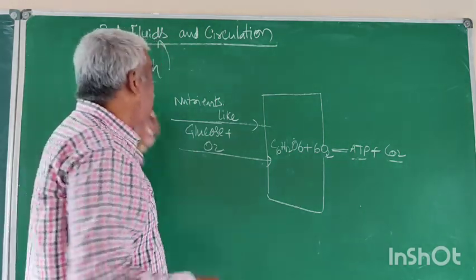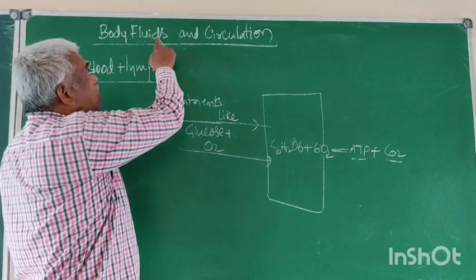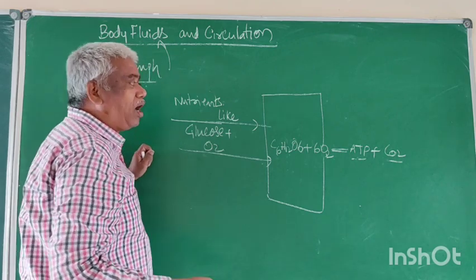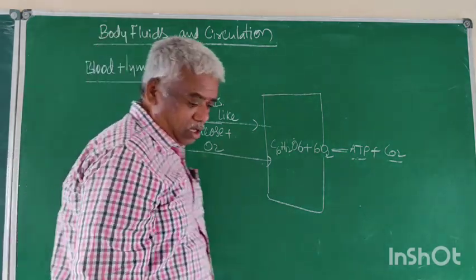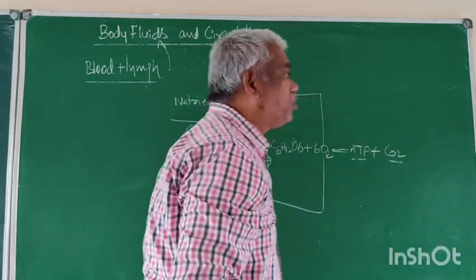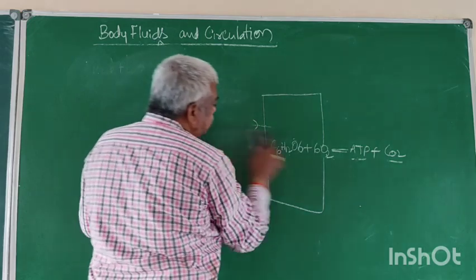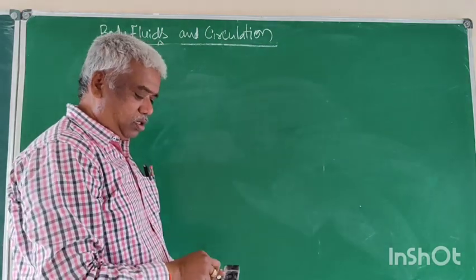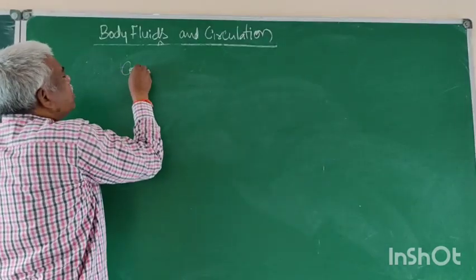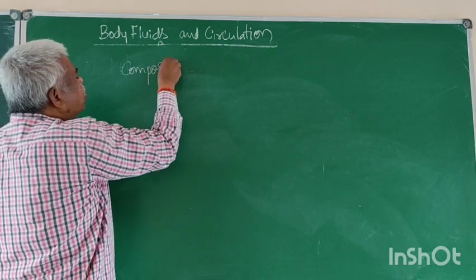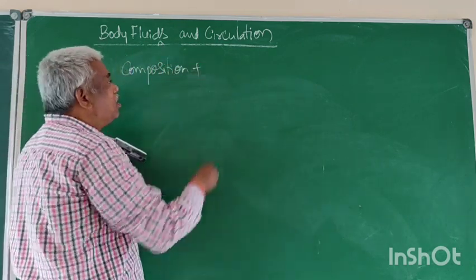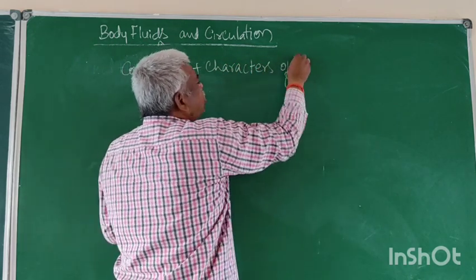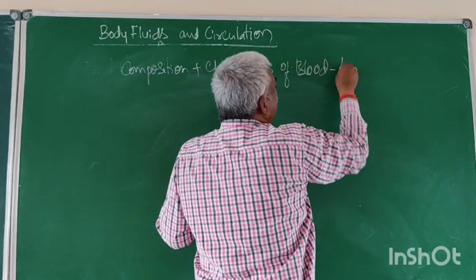Alright. In addition to this blood, we have another fluid called lymph. Now we can discuss what is lymph, what is blood. Now today's chapter is right. Now come to the composition, properties. Right. Composition, chemical composition, properties and characters of blood, lymph.